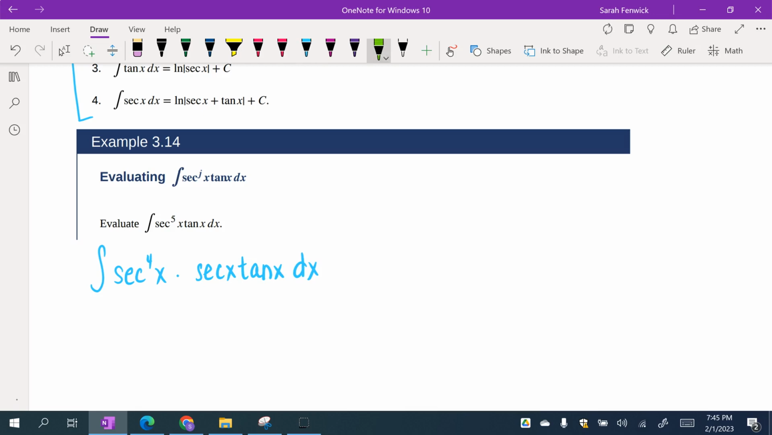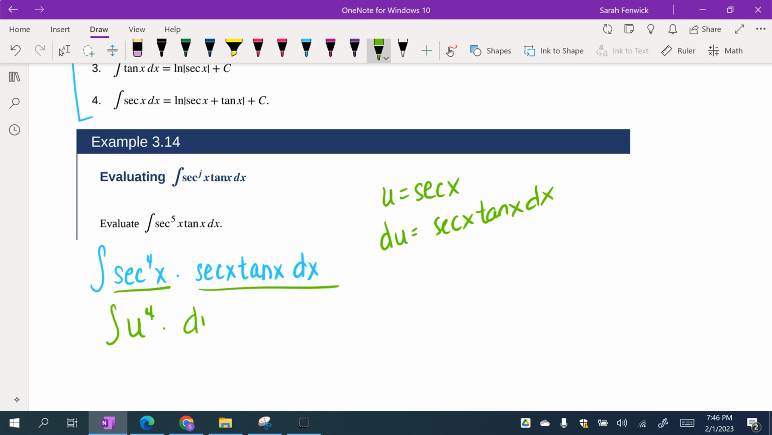Now, if I've done that, u is secant x, du is secant x tan x dx. So this is u to the fourth du, which gives me u to the fifth over 5 plus c, which is secant to the fifth x over 5 plus c.